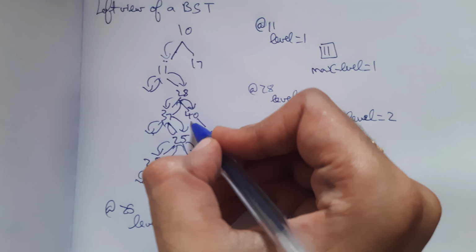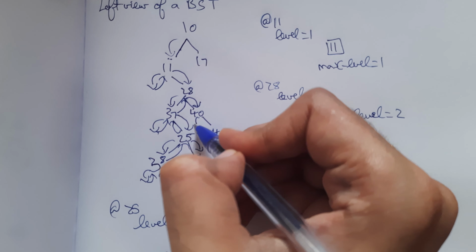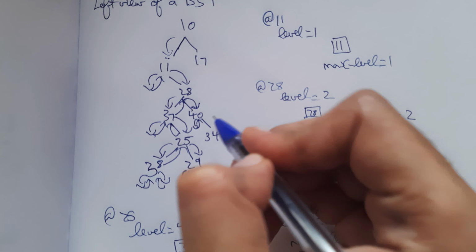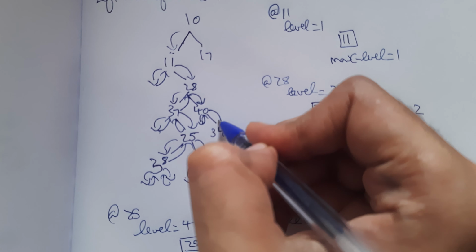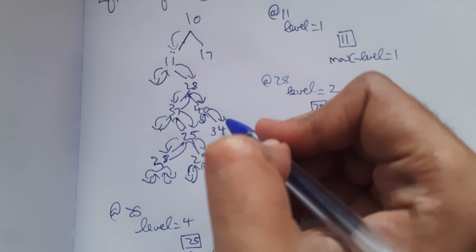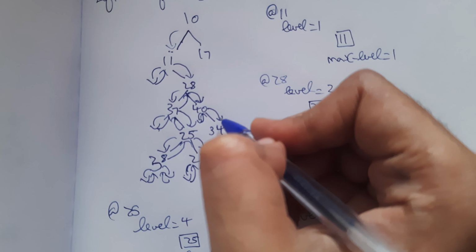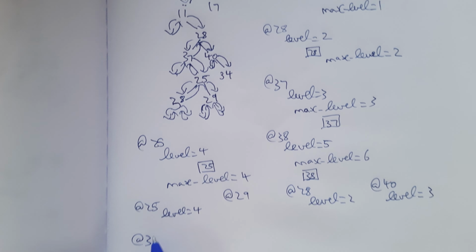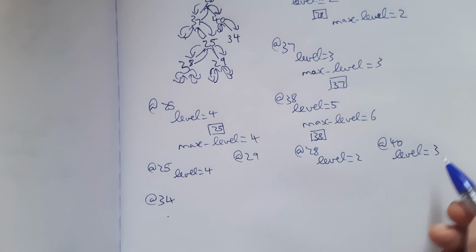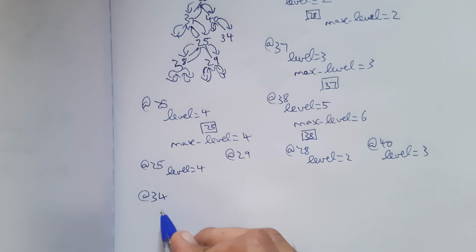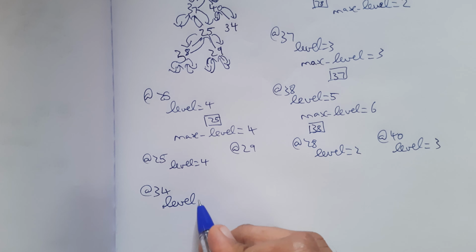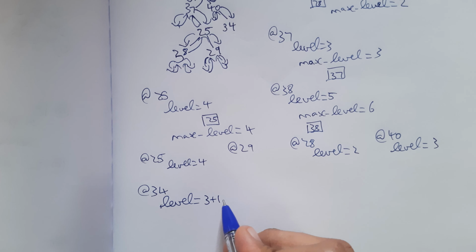So we now go to the left subtree of 40, and since that's null, we return and go to the right subtree of 40. Before going to the right subtree of 40, we pass the value of level as 3 plus 1, which is 4. So at 34, we have level equal to 4.